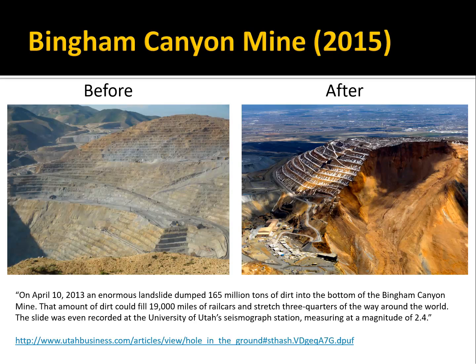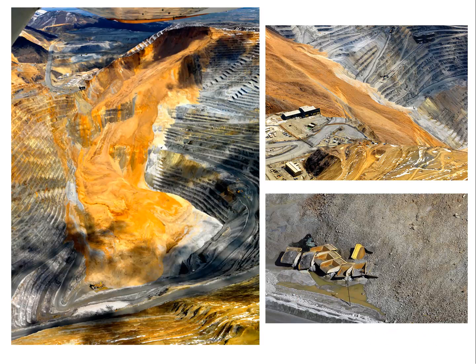Hard to overstate the magnitude of this. 165 million tons of dirt. That amount of dirt could fill 19,000 miles of rail cars and stretch three-quarters of the way around the world. And it actually was measured at a neighboring seismograph station. It was also the largest landslide in modern history. And so here's another picture. All of this material up here sloughed down and filled in the mine. You'll notice there were some trucks that were buried, but miraculously, no humans were buried in that.